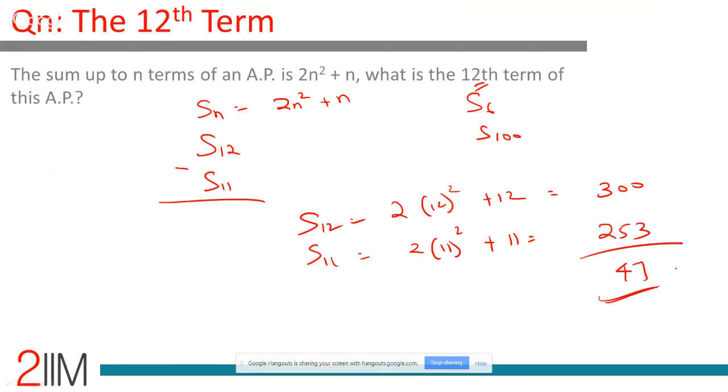Right? 12 square minus 11 square. 23. 23 into 2 is 46. 46 plus 1, 47. Don't try to match this to this n by 2 into 2a plus n minus 1. Not required.